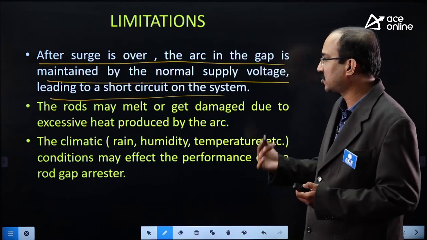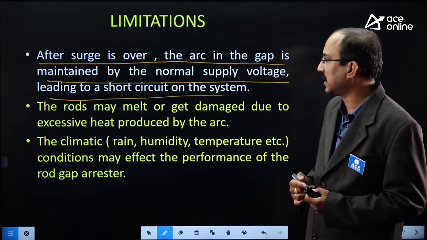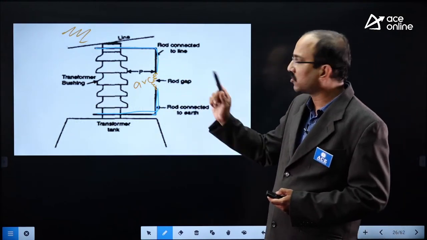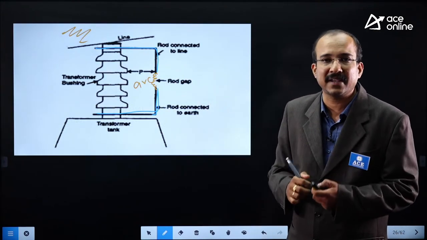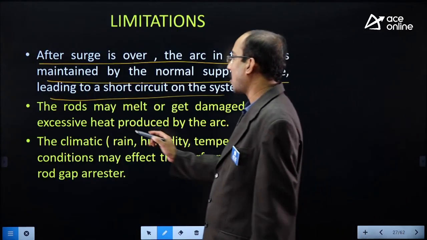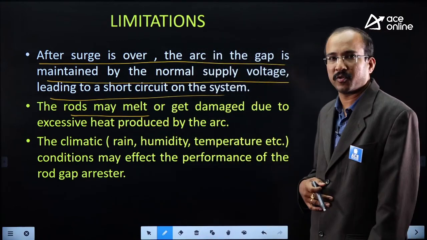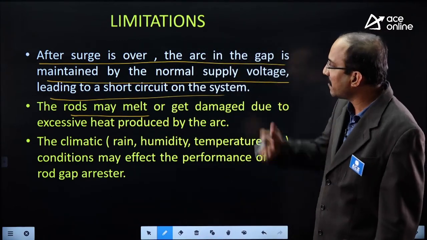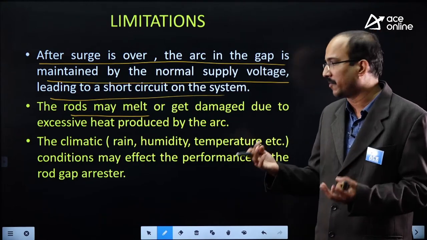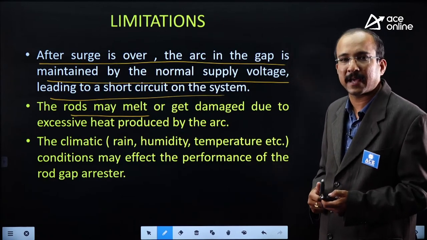The arc is to be cleared once the surge is completed. Whenever excessive current flows through these rods, the rods may get melted down due to excessive heat generation. The performance also depends on climatic conditions, that is rain and humidity, all of which affect the performance of the rod gap type arrester.